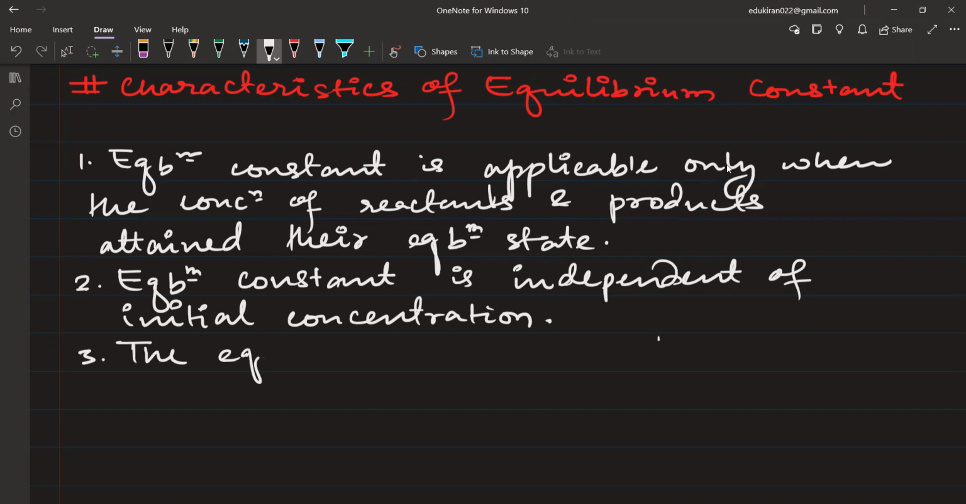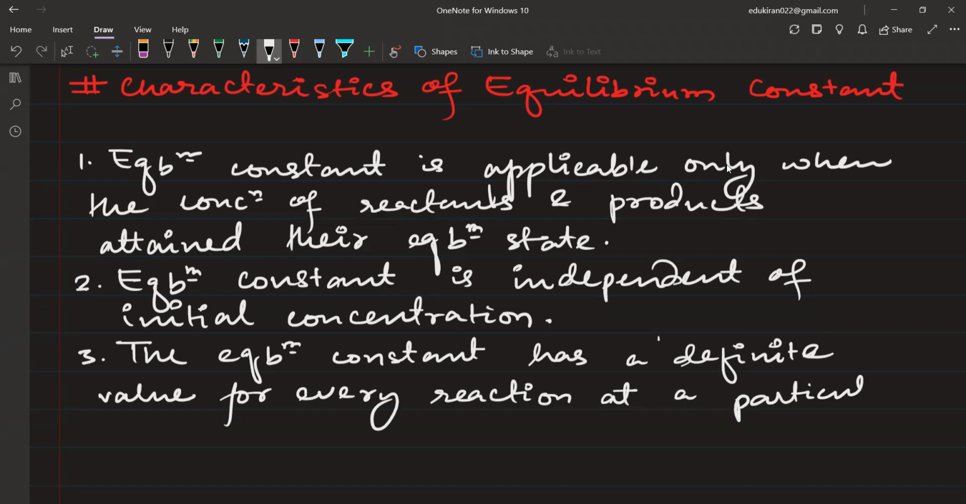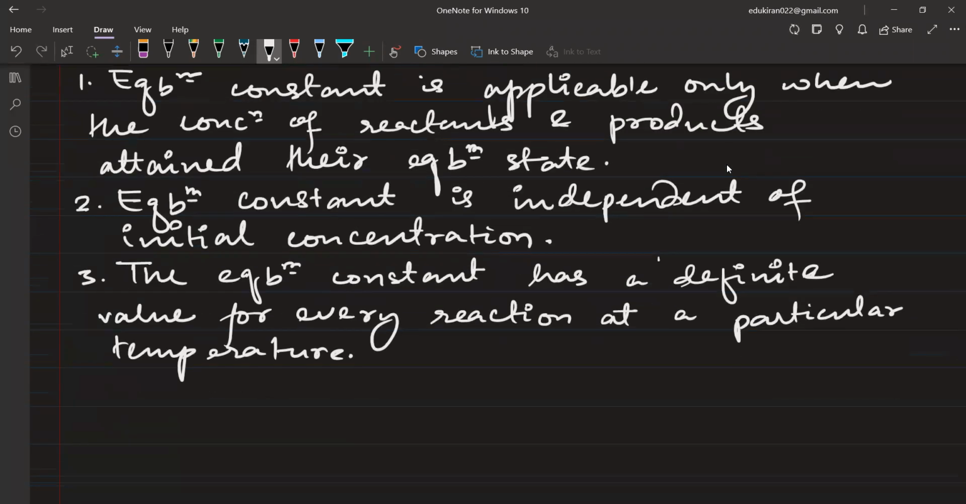the equilibrium constant has a definite value for every reaction at a particular temperature. ठीक है, so जो equilibrium constant होता है that is temperature dependent. Right, next.